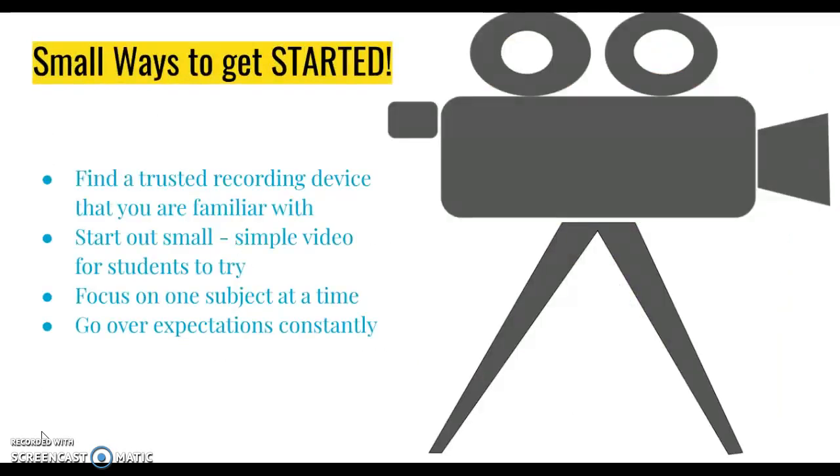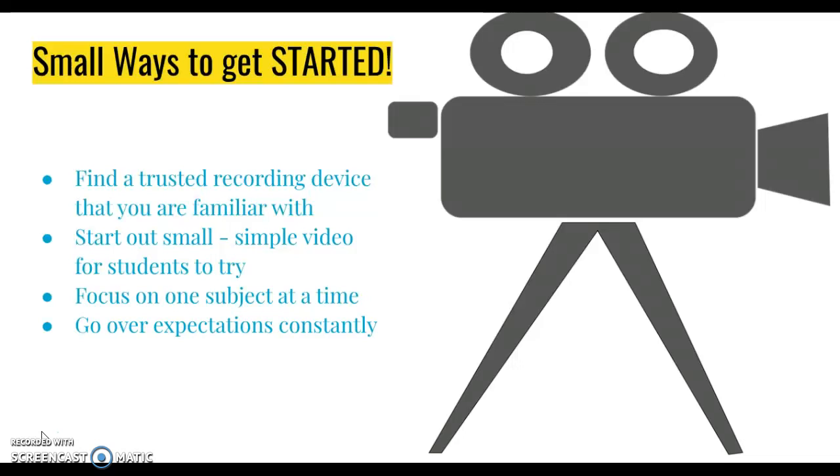All right, small ways to get started. There are 1.5 million different things on the internet. Exaggeration, but still, there's plenty on the internet for you to use. First, find a recording device that you're familiar with. There's Screencast-O-Matic. Smartboard Slides has a way that you can record yourself writing on the board, so it doesn't even have to be your face or your body. The students will just watch your hands.